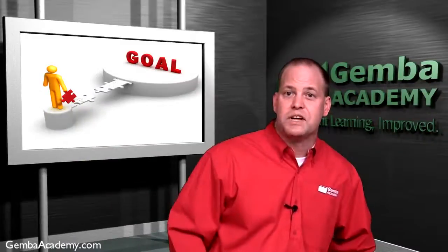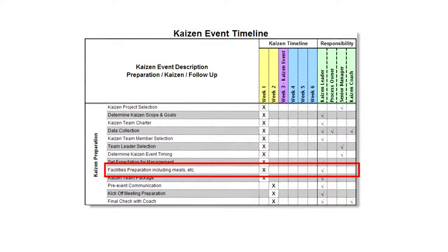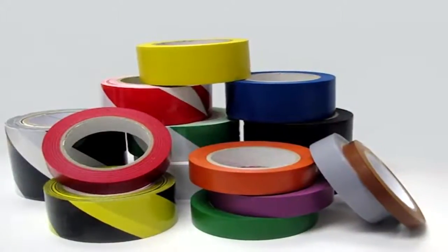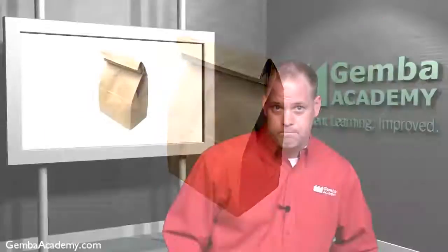The next task for the Kaizen team leader is to ensure all facilities preparation is taken care of. Now, this includes everything from supplies the Kaizen team feels they'll need to succeed during the event to organizing a meeting room and any meals the Kaizen team will need during the week.